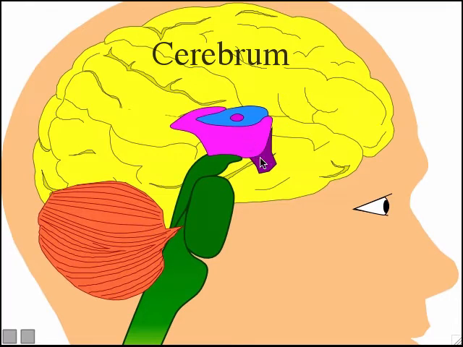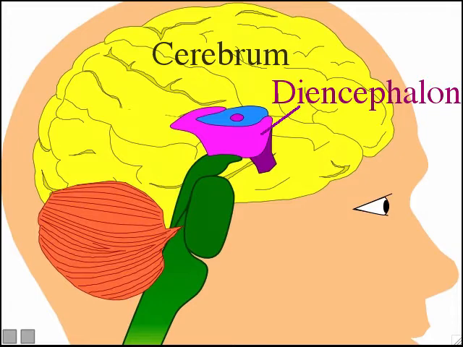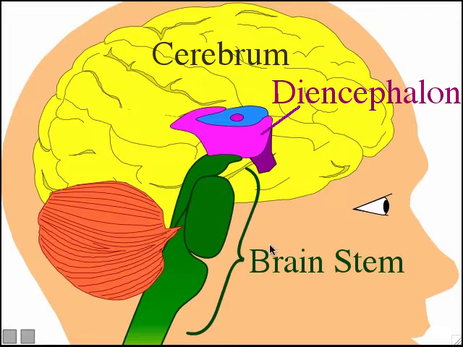The parts that are shown in purple, sorry, I got a little ahead of myself. The parts that are shown in purple, light purple and dark purple, are called the diencephalon region of the brain. The parts shown in green here is called the brain stem. And incidentally, the brainstem is not the spine. The spine begins below the brainstem. The brainstem is a region of the brain, not the spine.